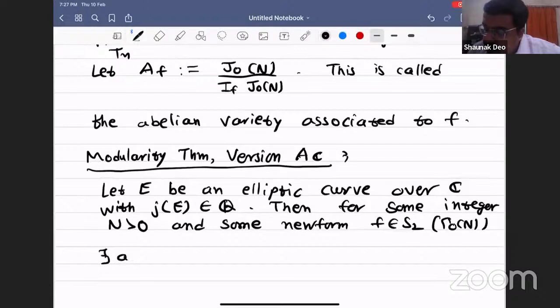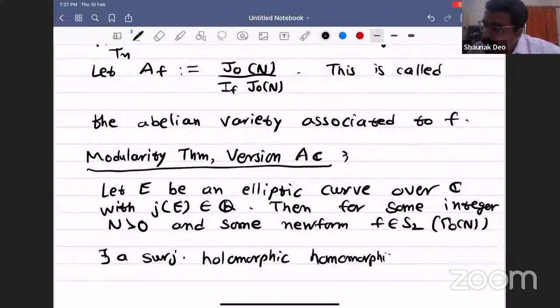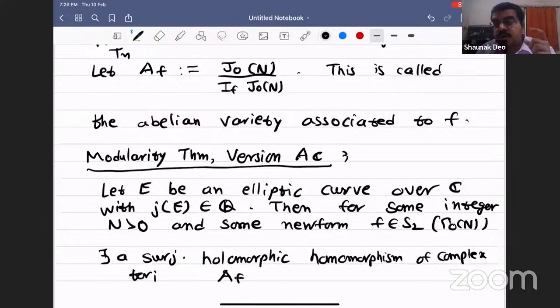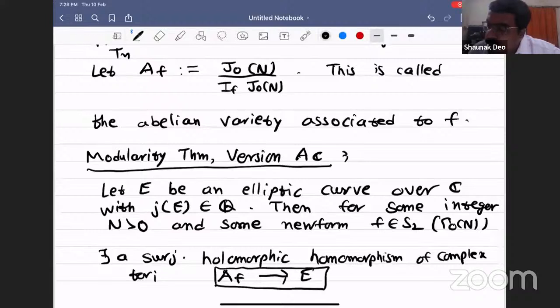there exists a surjective holomorphic homomorphism of complex tori. And this homomorphism goes from AF, which is the quotient of J naught that we got from f, to E. So maybe I should put a box around it.